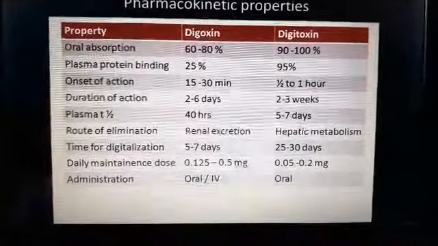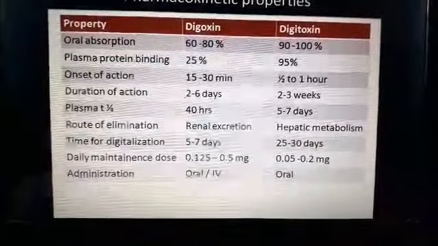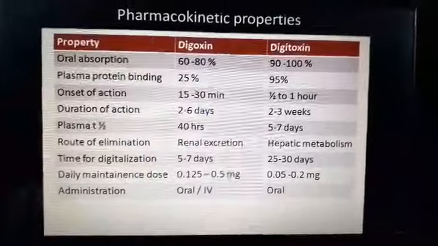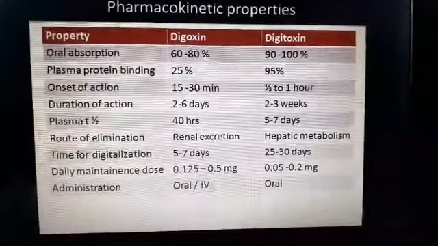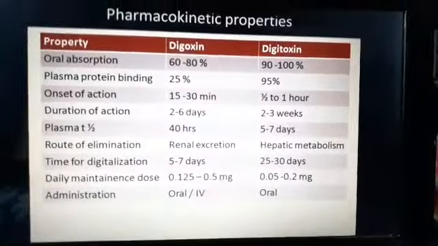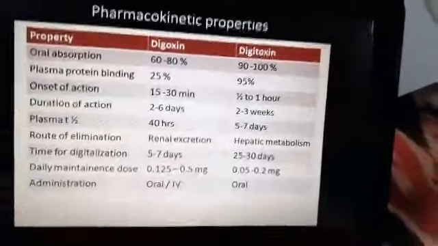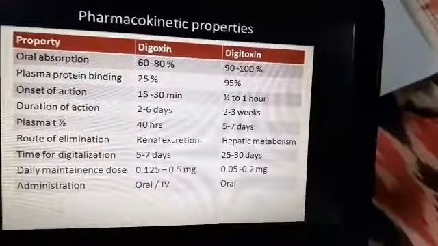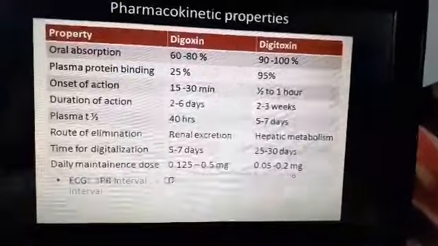Plasma half-life of digoxin is 40 hours, digitoxin 5 to 7 days. Elimination: digoxin is mainly eliminated by the kidney, digitoxin mainly by the liver. Daily maintenance dose is 0.125 to 0.5 milligram for digoxin. Digoxin and digitoxin commonly both are given orally. So remember the difference: onset of action, duration of action, and plasma half-life are all long for digitoxin.